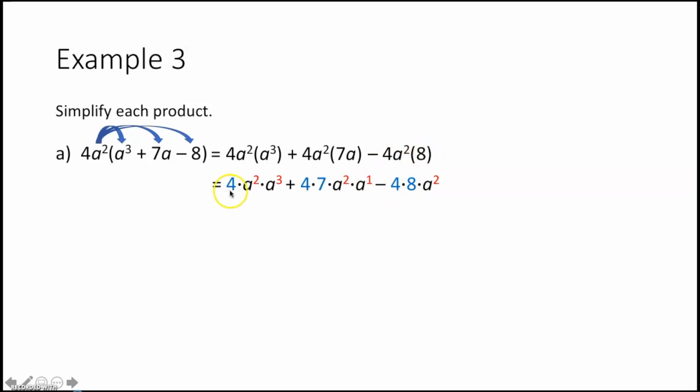When we simplify this, this becomes 4a to the fifth. Because these are like bases, we add the exponents. This becomes 28a to the third, and this becomes 32a to the second, and you're done.